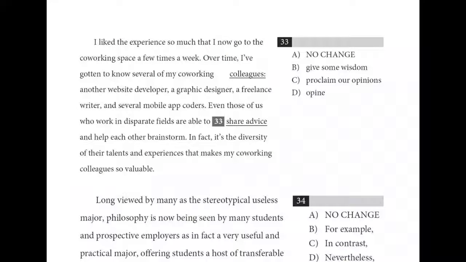33. Even those of us who work in disparate fields are able to share advice, no change, and help each other brainstorm. Choice A is the best answer because it provides a phrase that is consistent with standard English usage and also maintains the tone and style of the passage.